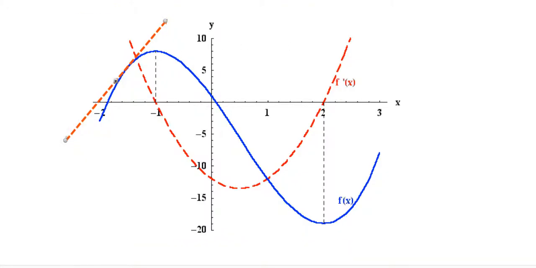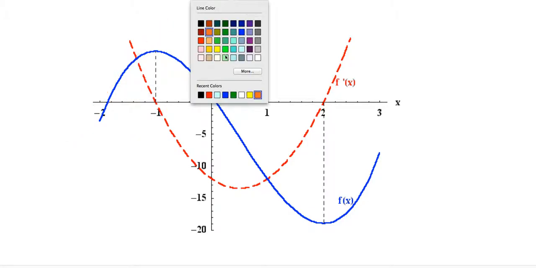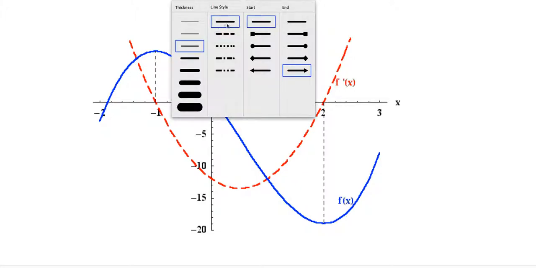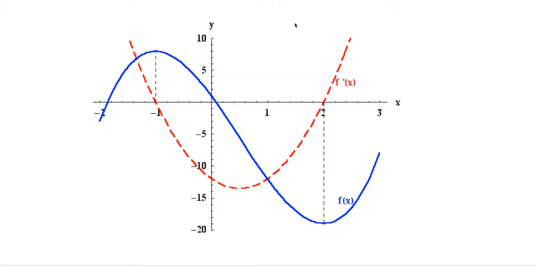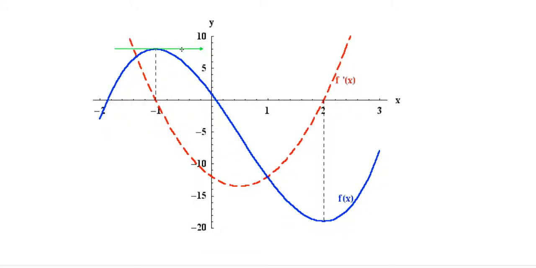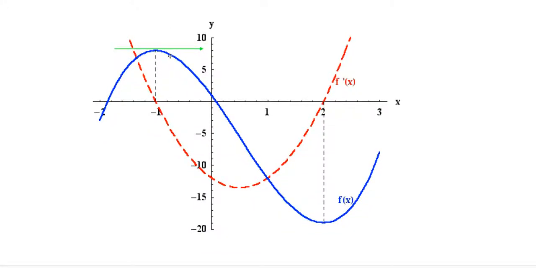Let me get rid of that again, and I'll get a better color for us. Let's go with green. All right. So as we see here, all the tangent lines around there would be positive, positive, positive. And then we get right up here towards the top, and we see that the tangent line right there is going to have actually a 0 slope. It's going to be a horizontal line. Well, we can see that the derivative right there at that point is equal to 0.